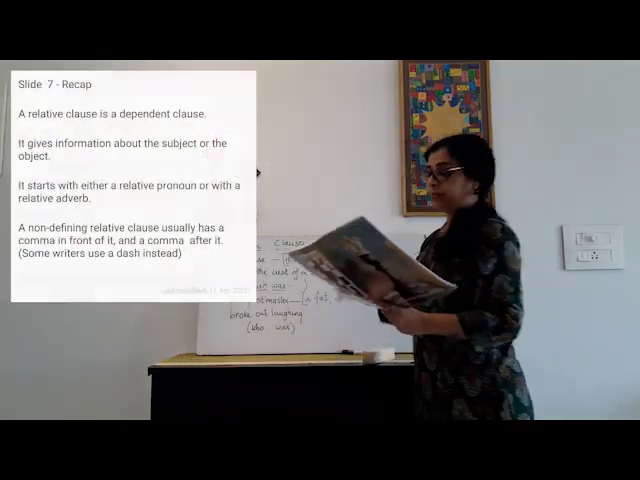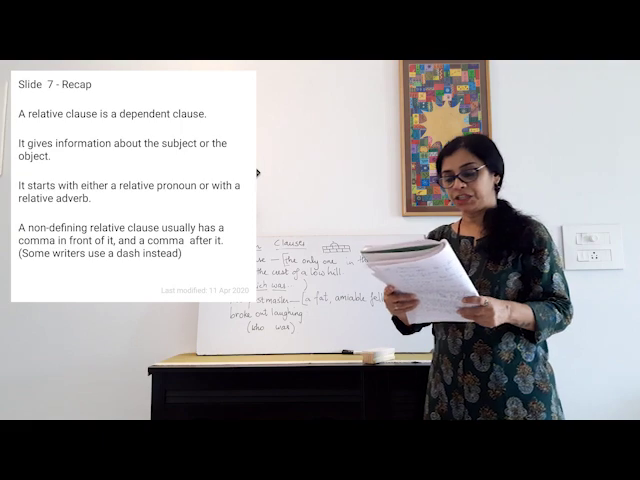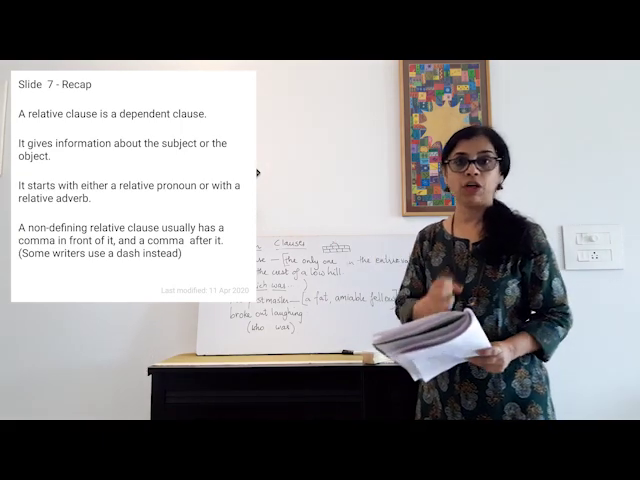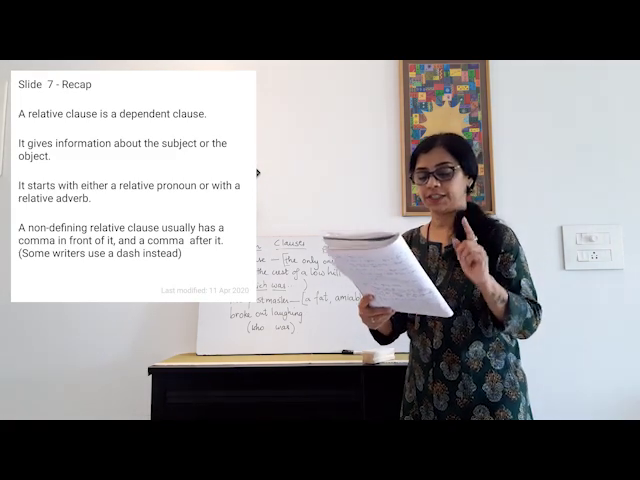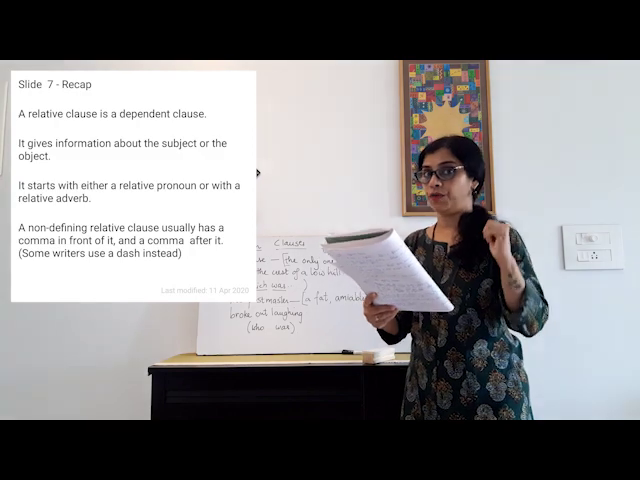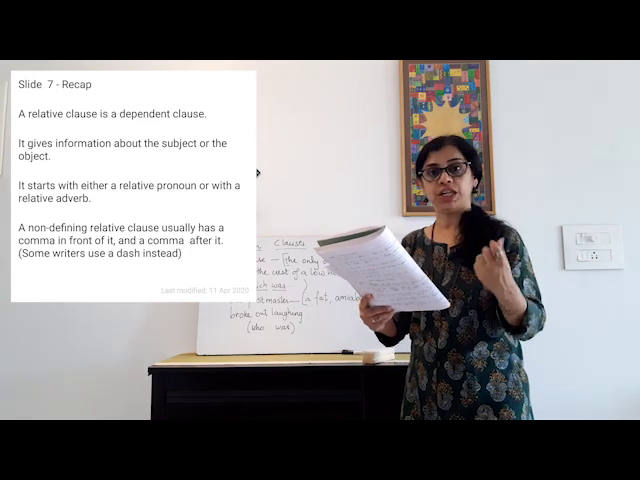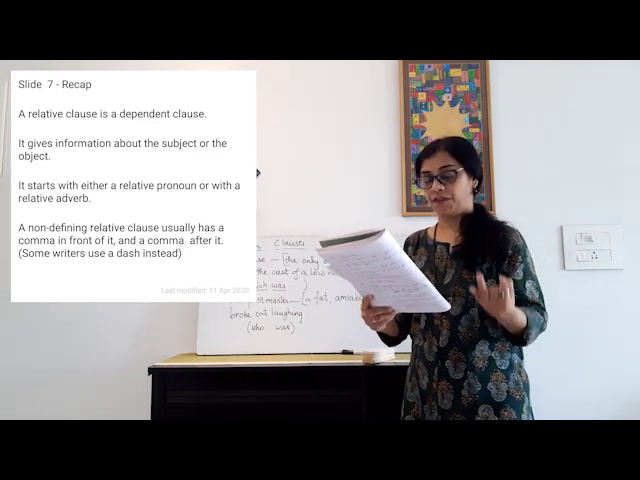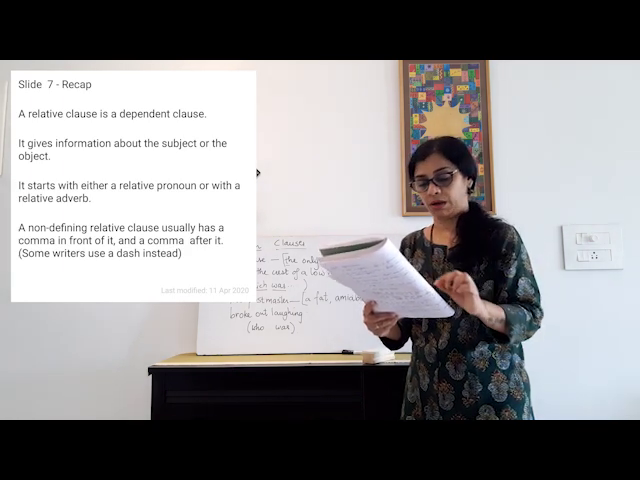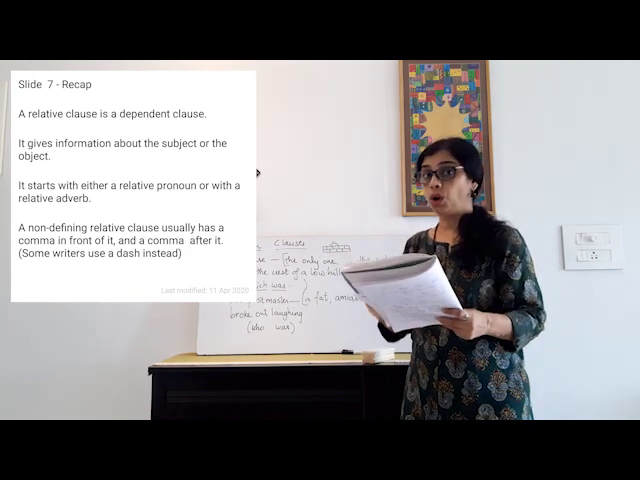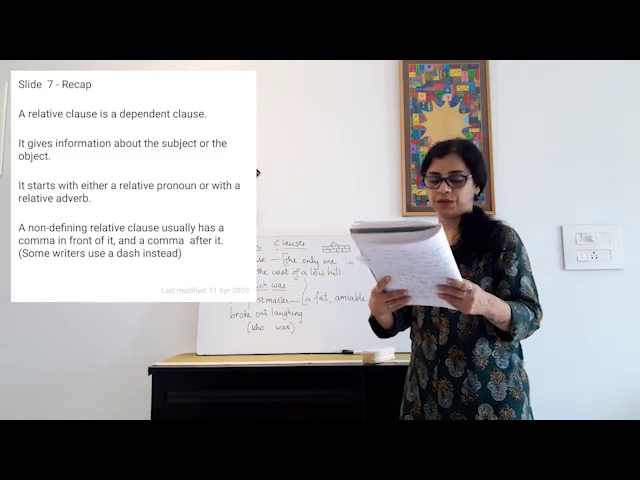A relative clause is a dependent clause, first thing. The purpose of a relative clause is to give information, essential or extra information. All relative clauses start with a relative pronoun or a relative adverb. Relative pronouns are who, whose, whom, which, that. Relative adverbs: when, where, why. And there is always a dash or a comma before and after a non-defining relative clause. I repeat, non-defining relative clause.